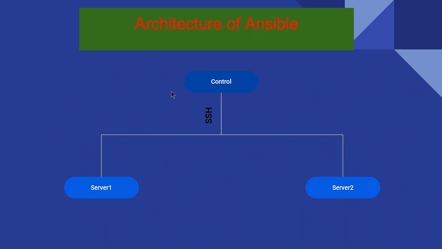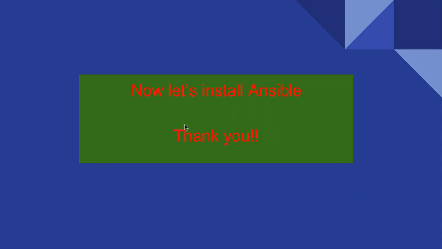Okay, so this is the basic architecture of Ansible. This is a control machine, and this control machine accesses other servers through SSH, the secure shell. That is agentless: without installing anything on the target machine, we can run Ansible commands from here to configure what we need. All right, guys, this is all for now, and now let's go to the actual environment to show you how to install Ansible.